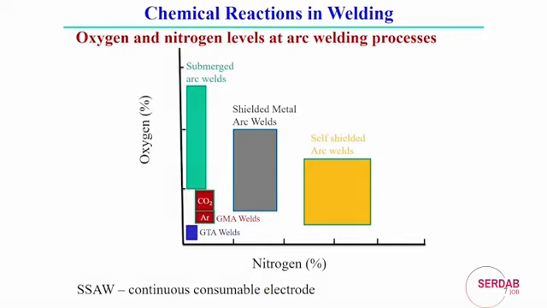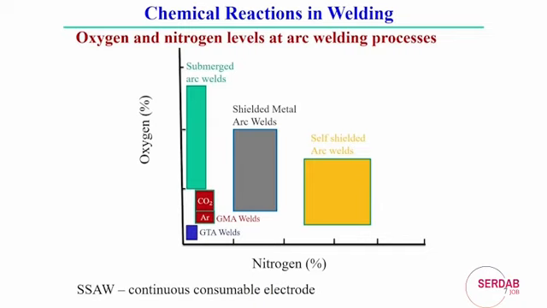In GTA welding, the oxygen level and the nitrogen level are relatively low, because in this case we do not use any slag and we use an inert type of shielding gas. The inert shielding gas protects the molten pool from the outside atmosphere, and the inert gas also does not react with the molten weld pool. That is why argon shielding gas is used in the gas tungsten arc welding process, so the oxygen and nitrogen content in the final weld joint is very low in this case.